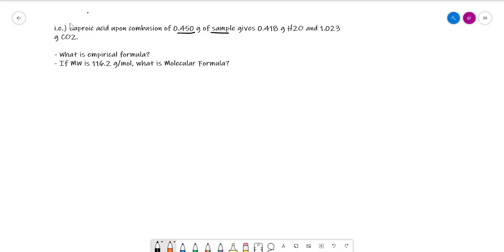And we need to use this information to first determine what the empirical formula is, so that's the sort of simplest representation. And if we know the molecular weight, then we can use the empirical formula to then determine the molecular formula. So let's work this step by step.